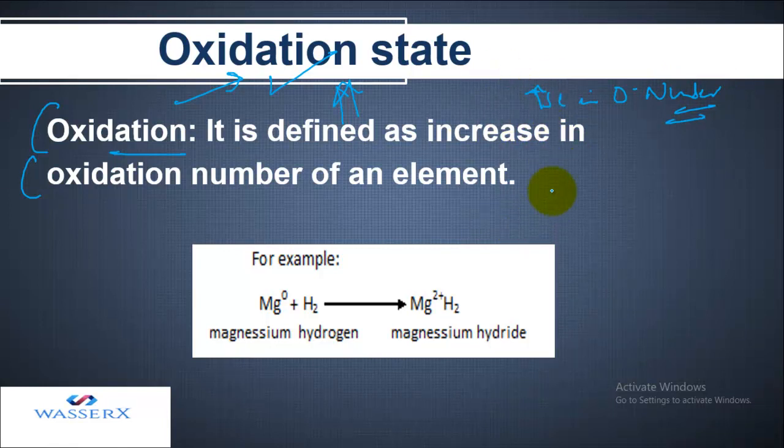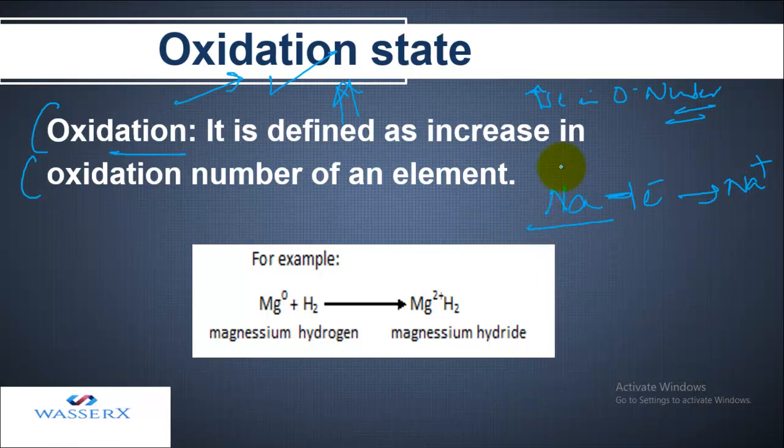Let's take an example. Let's say I have sodium and sodium is losing an electron, this is -1, and after losing it is acquiring Na positive. Let's write the oxidation state here. On the left hand side, Na is in an elemental state.